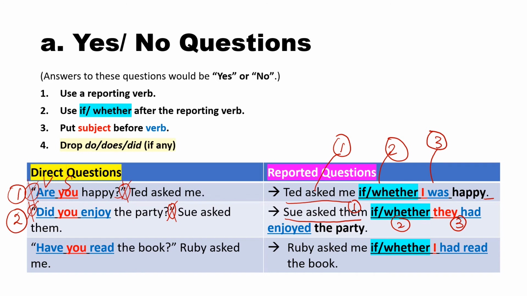Here, the subject was originally you. We need to change the pronoun to they. And the verb is changed from did enjoy to had enjoyed. We change the simple past tense to a past perfect tense.